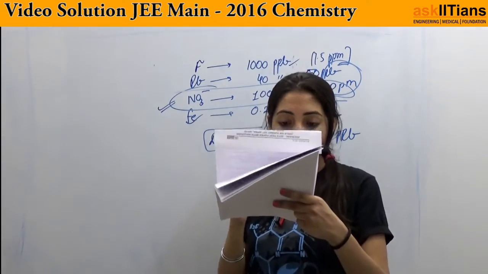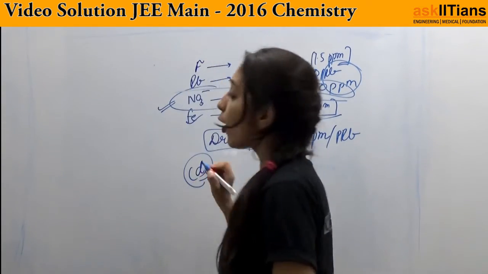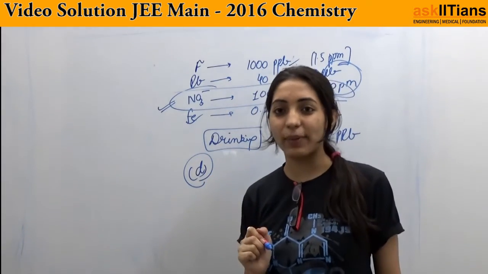So let me see for the options. Nitrate is option number 4. D option is the correct option for this particular question.